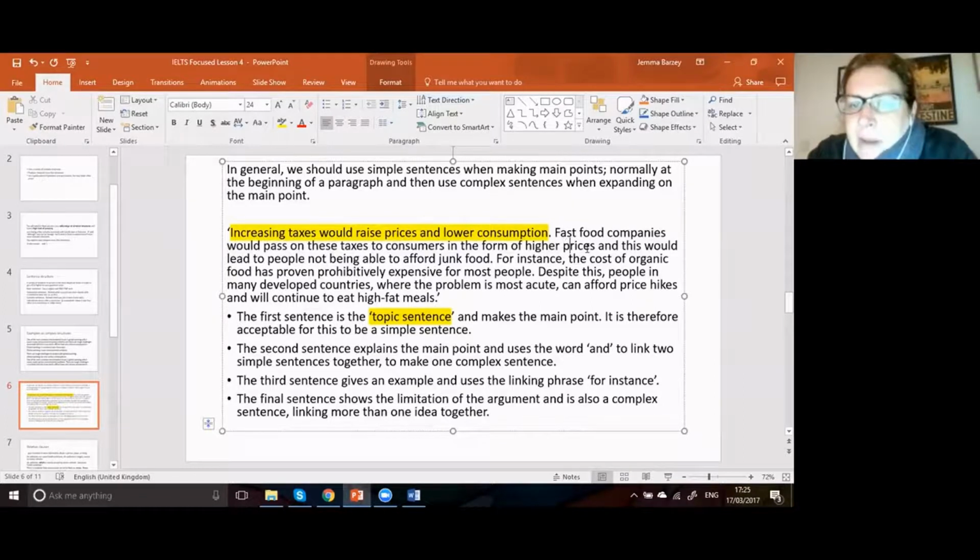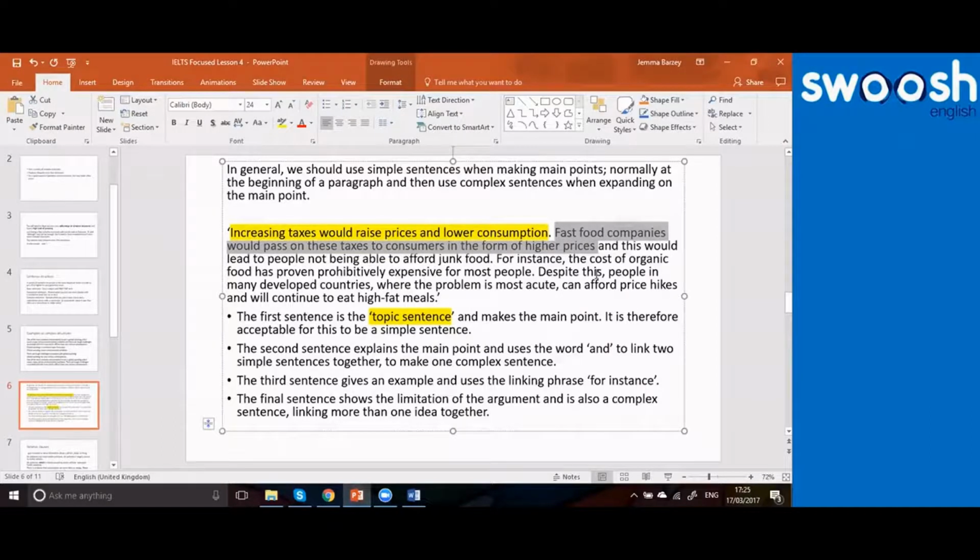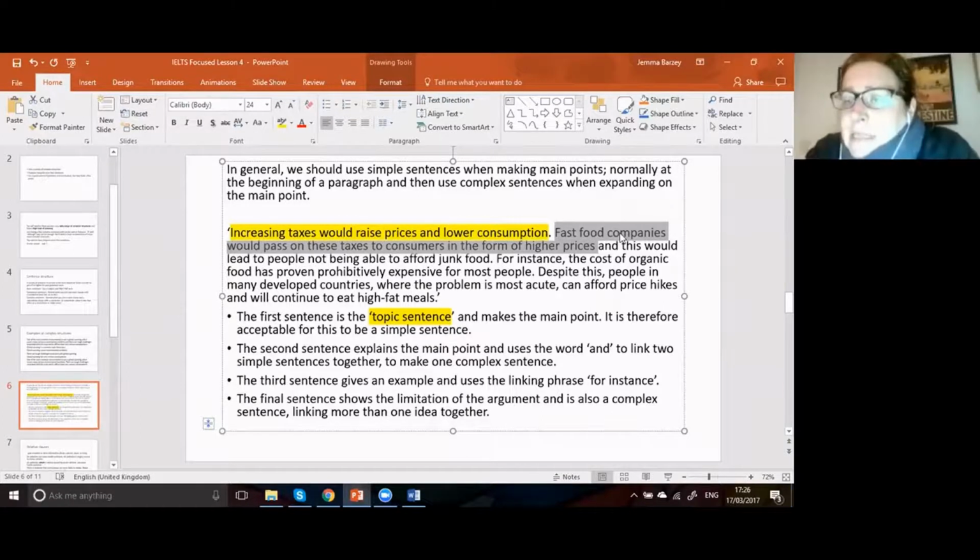How many verbs do I have in this? One, which is would pass. So it's very well written, but it's still actually a simple sentence because it's got one verb, the subject and verb, and then we've got the object. I'm explaining it, so I've got in the form of higher prices. So this is giving it some complexity, but it's still grammatically a simple sentence.